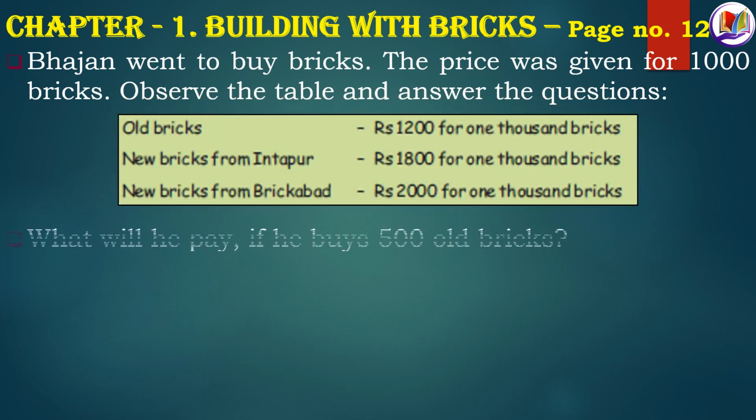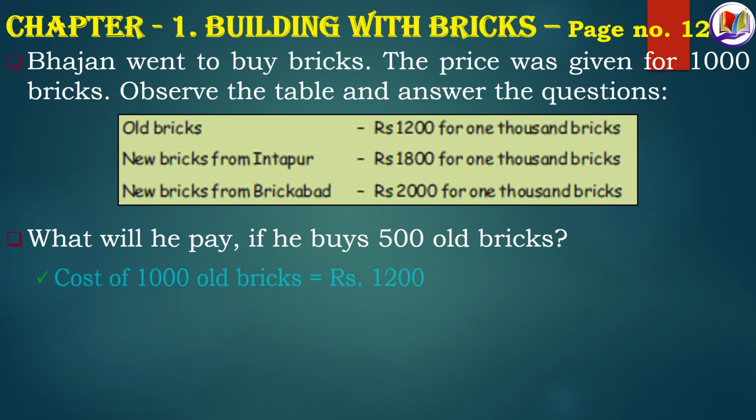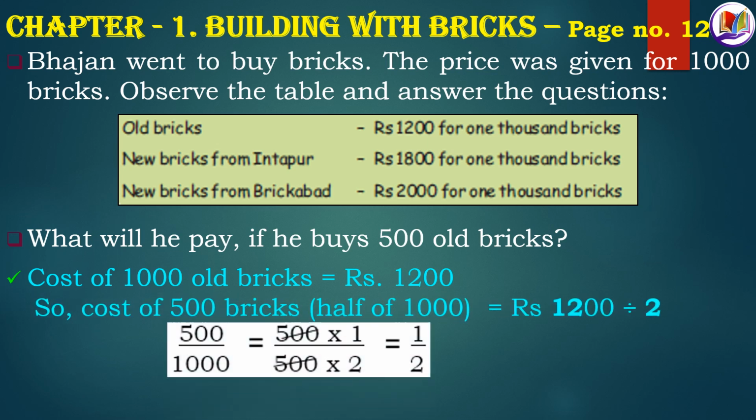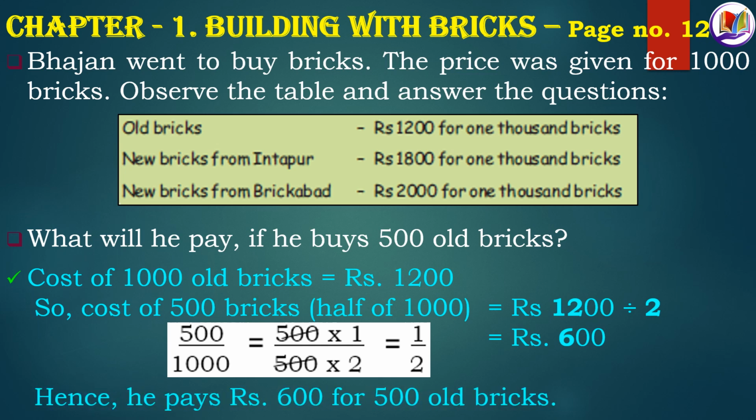Well, how much will Bhajan pay if he buys 500 old bricks? Cost of 1000 old bricks is Rs 1200 and 500 is half of 1000. So, half of 1000 means divide by 2. So, if cost of 1000 bricks is Rs 1200, dividing 1200 by 2, we get Rs 600. So, Bhajan pays Rs 600 for 500 old bricks.